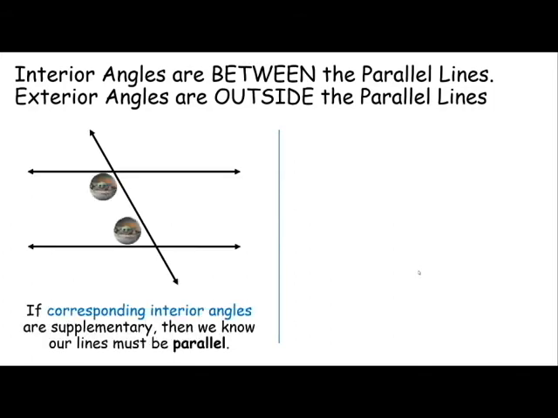These are corresponding interior angles. Notice that they are between the parallel lines. That makes them interior. Notice they are both on the same side of the transversal. They're both on the left. This is obtuse. This is acute. If the lines are parallel, these two must add up to 180 degrees. They must be supplementary.